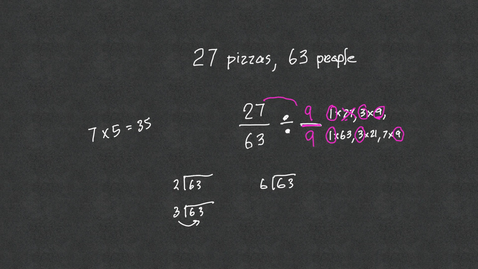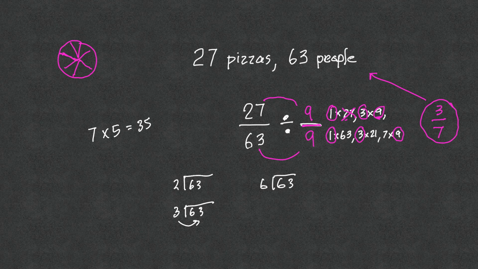Top divided by top, 9 into 27 is 3. And 63 divided by 9 is 7, right? So 3/7 of a pizza is the amount of pizza that each person in this reunion is going to get. 3/7. You have 63 people. So you take a pizza, you split it into 7 parts, 7 slices. That's pretty good, actually. That's not too bad. 7 equal-sized parts.